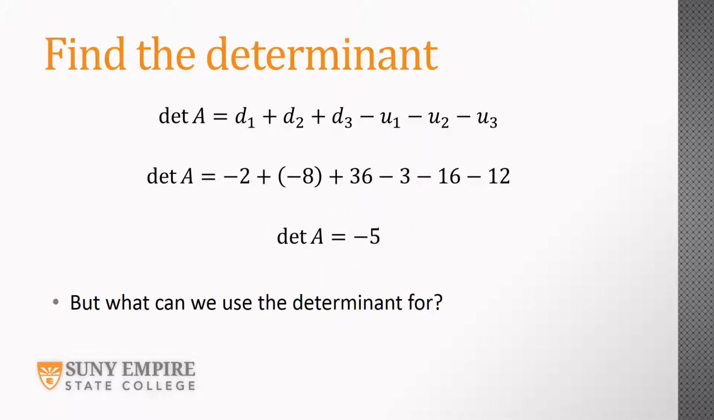Now we can find the determinant. We add all the top-down diagonal products and subtract all the bottom-up diagonal products. We have negative 2 plus negative 8 plus 36 minus 3 minus 16 minus 12. Combining, the determinant of matrix A is negative 5.